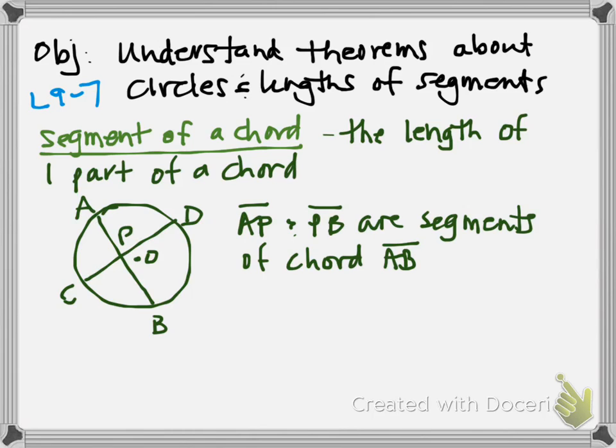So they're just parts of a chord, but because there's an intersection, there is a definite beginning and an end of each of the segments. So understanding what a segment of a chord is now allows us to go to the next level, which is Theorem 9-11. So hold on here for a minute. Okay, so Theorem 9-11.